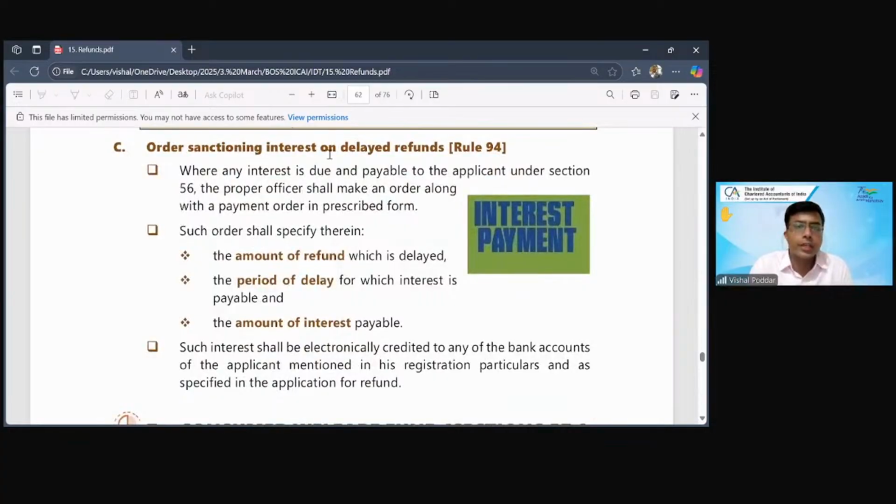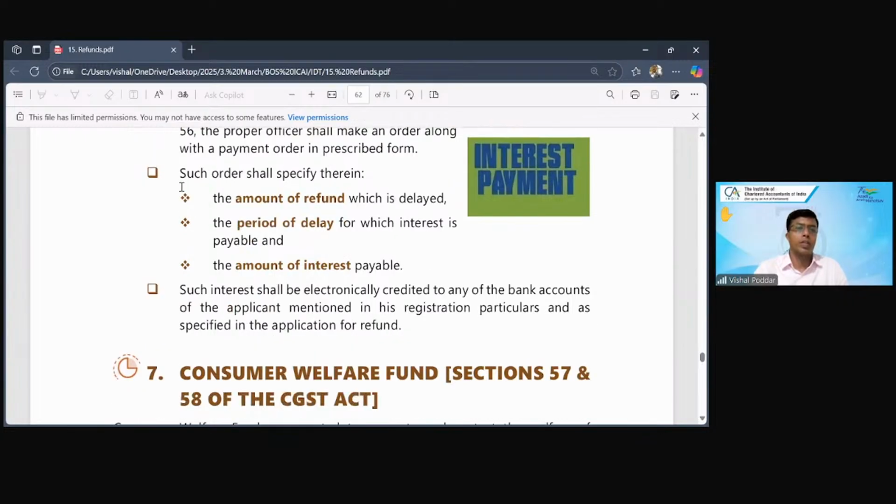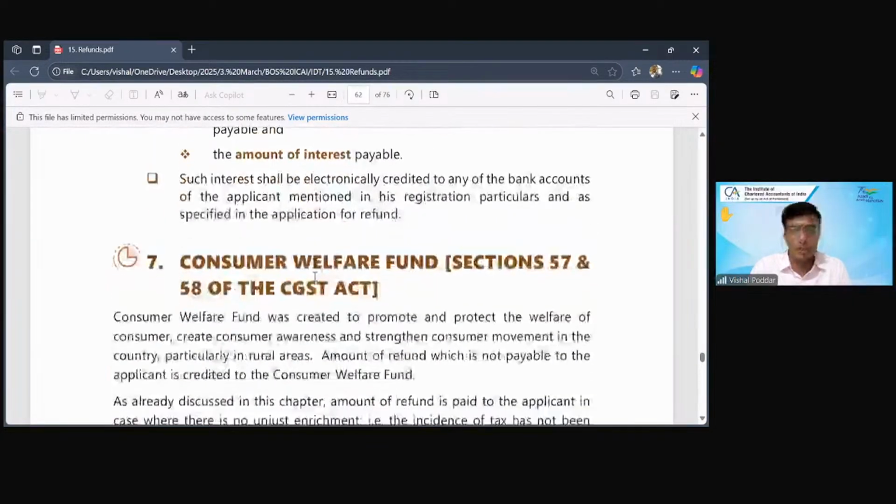Next, order sanctioning interest. Where any interest is due and payable under this section 56, the proper officer shall make an order along with payment order in prescribed form. Such order shall specify the amount of refund, period of delay, and the amount of interest.